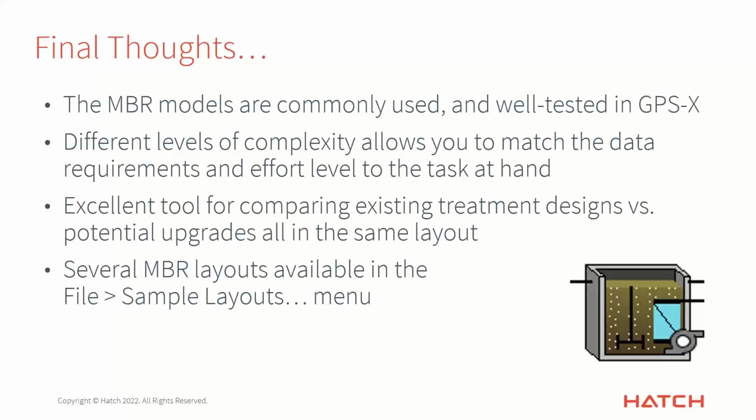It's really an excellent tool for comparing existing treatment designs versus potential upgrades. I see a lot of this, where somebody will build an existing plant and then, in the same layout, just copy that same plant, delete out the conventional activated sludge and put an MBR in. And then you run them together side by side in the same GPS-X layout. Then you can plot all the effluent quality and operating cost and everything side by side in the same graphs. And that works really nice. As a matter of fact, we have an example like that in our sample layouts menu. There are actually several layouts that have MBRs in them in the sample layouts menu. There's a couple that are set up just to highlight how the MBRs work, but there's a couple that are like that process comparison as well.